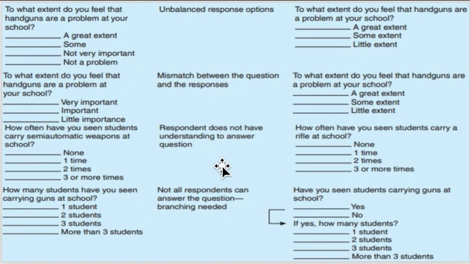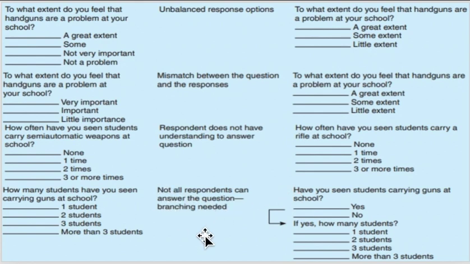The next one, respondent does not have understanding to answer the question. How often you've seen students carrying semi-automatic weapons at school, right? Versus how often have you seen students carry a rifle at school? In this case, I think there's a lot of misconceptions about what semi-automatic weapons are, where there's less confusion about what rifles are. Now, you could have the problem here too. Rifles and shotguns are different, and people think oftentimes that any long-barreled firearm is a rifle, but rifles and shotguns actually are usually distinct from one another.